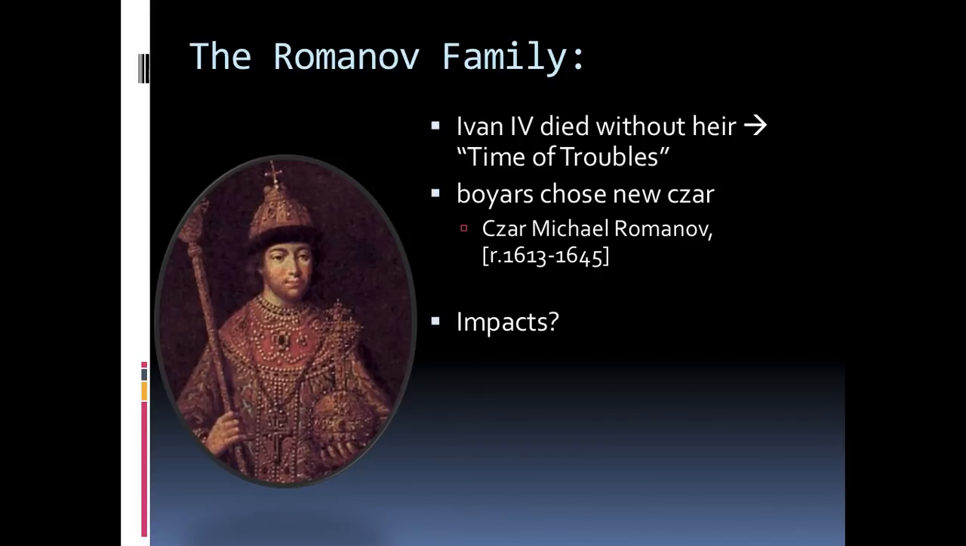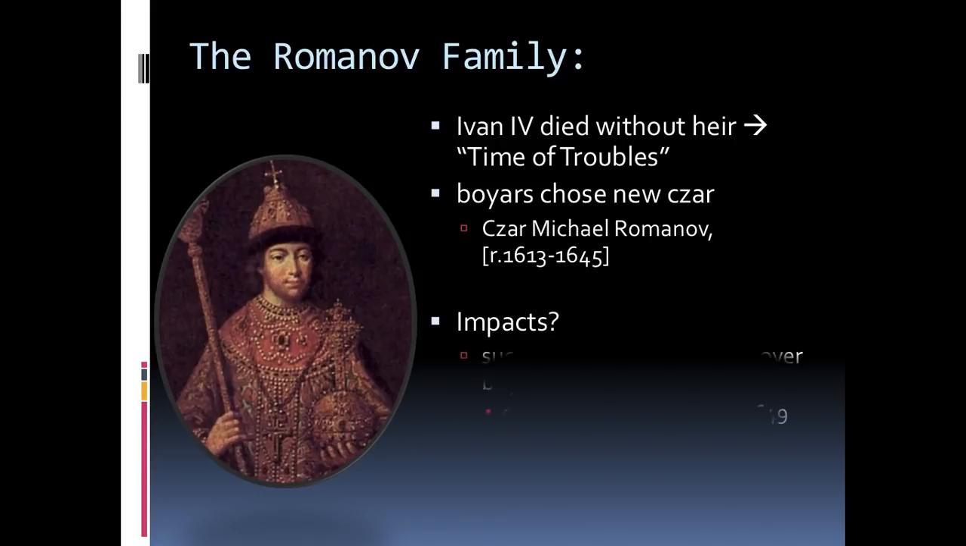And who they selected was a member of the Romanov family. Keep that name in mind because we are not going to be able to escape the Romanovs from here on into the 1900s, when they are finally overthrown and eventually murdered by communists, but that will be in the early 1900s. So the very first Romanov to rule as Tsar is Mikhail Romanov, and he rules from 1613 to 1645.